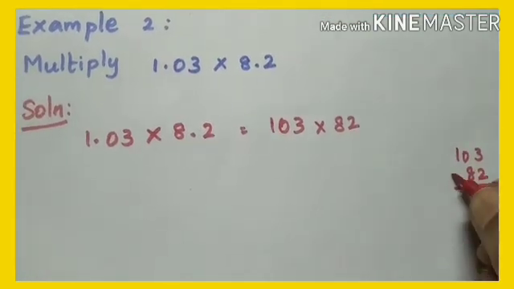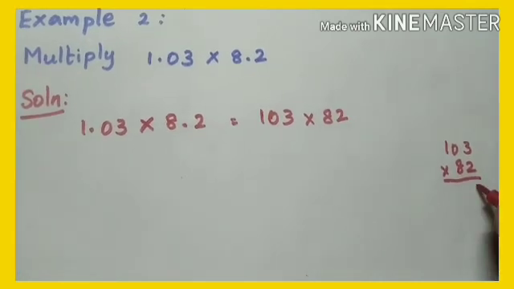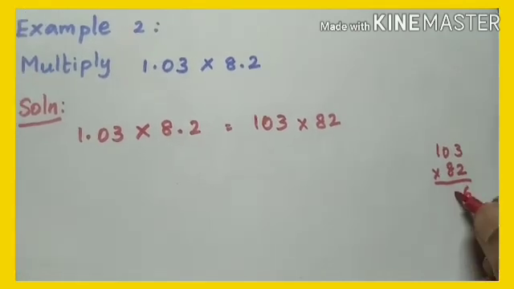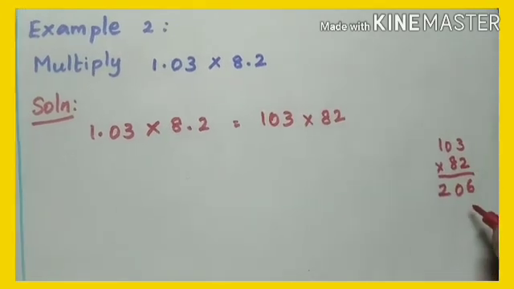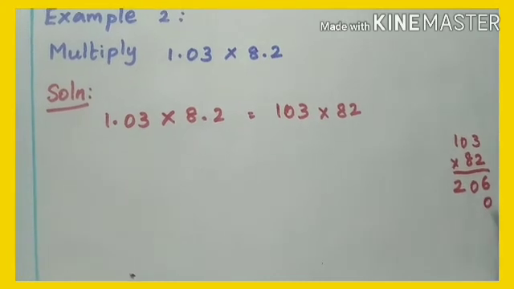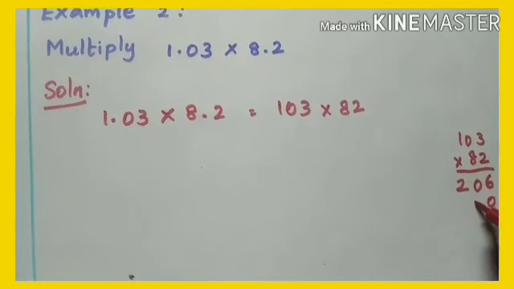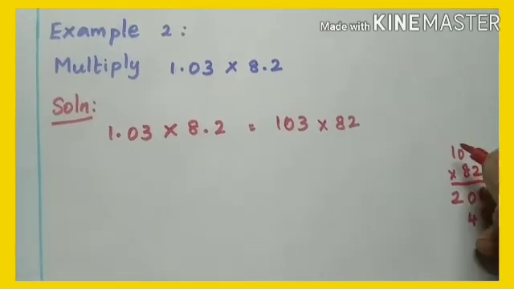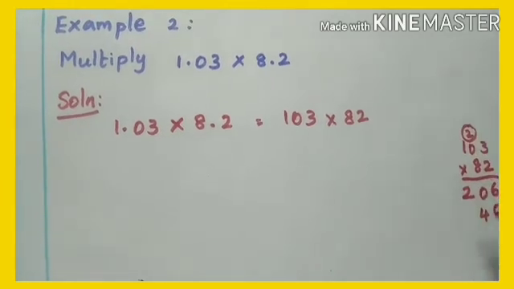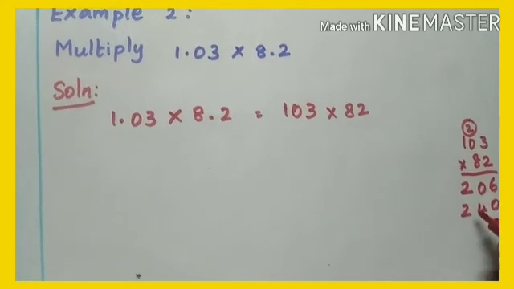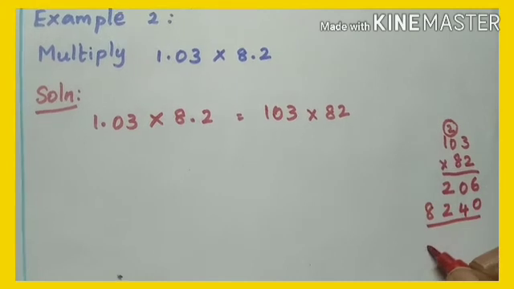First multiply 103 by 2. 2 3s are 6. 2 zeros are 0. Then 2 1s are 2. Then multiply 103 by 8. 8 3s are 24. Write 4. Carry 2 over to the next place. Then 8 zeros are 0. Add 2, we get 2. Then 8 ones are 8.